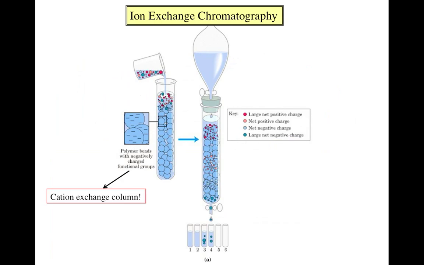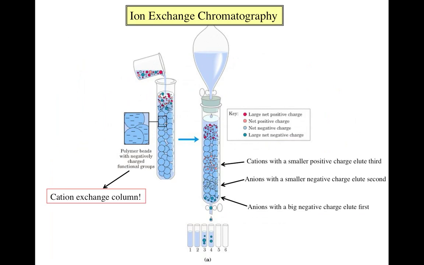Because the beads are negatively charged, they will repel the amino acids with the strongest negative charge and will hold on to the amino acids with the strongest positive charge. Therefore, anions with a big negative charge will elute first, followed by anions with a smaller negative charge, followed by cations with a smaller positive charge, followed by cations with a big positive charge.